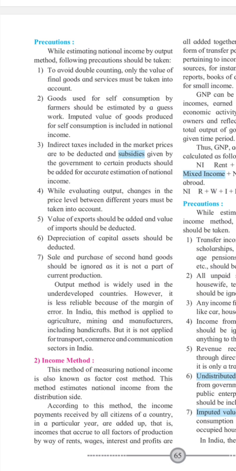Next is deduct depreciation. Wear and tear of machinery should be deducted. Include exports and deduct imports. Exports increase national income while imports reduce it. Ignore sale of second hand goods. Second hand goods are not a part of current production, so they should be ignored.